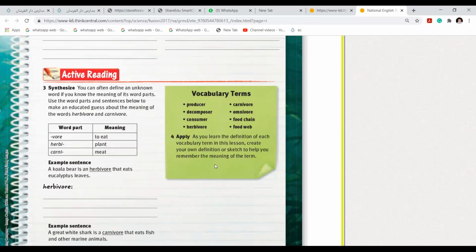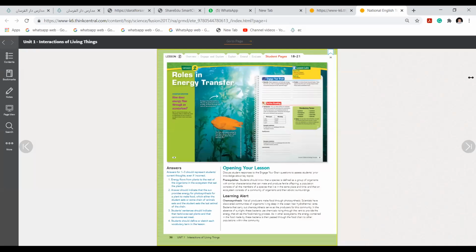Consumers are the ones who eat producers, or they eat plants, or they eat animals. Herbivore: when I say herb, that means plant eating animals. Those who eat only plants are called herbivores. Carnivore, only meat, only mutton, only chicken. Omnivore, those who eat both plants and animals, like us, like bear. A food chain, you know very well how the food chain is, only with one arrow, only in one direction. A food web is connected to many food chains.